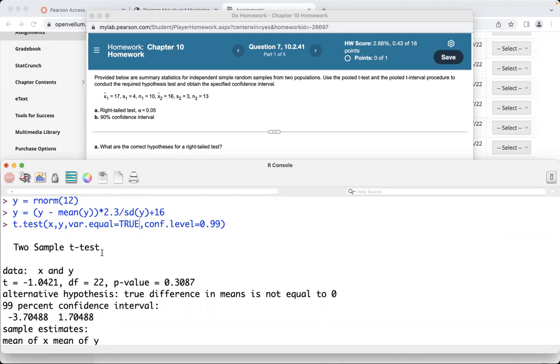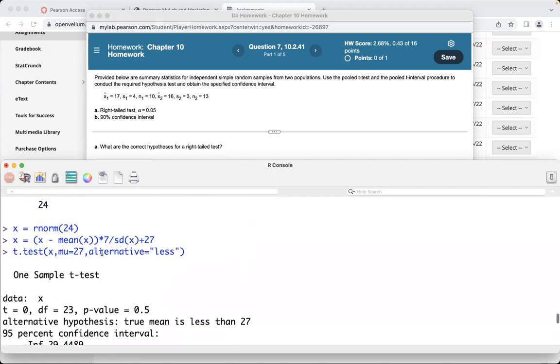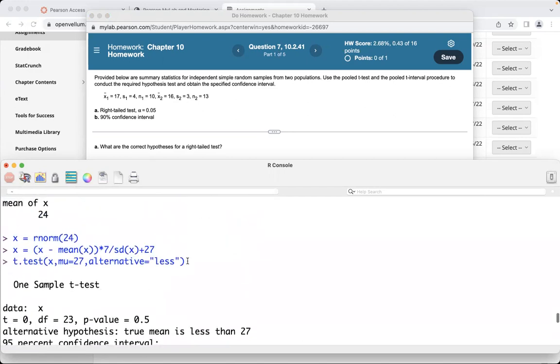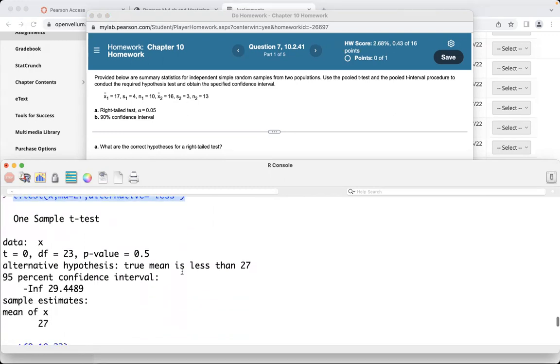So if I scroll up to the previous code, so I think this was a chapter 9 thing, here our alternative was less, so that was a left-tailed test. And notice that the 95% confidence interval went from negative infinity to some number. Okay, so R is just going to basically think of one-tailed hypothesis test as infinite intervals, so unbounded intervals, so from negative infinity to some number or some number to infinity. But the book always wants two-tailed confidence intervals.